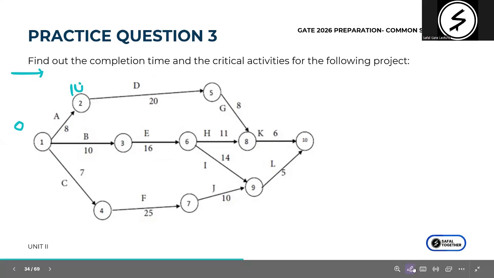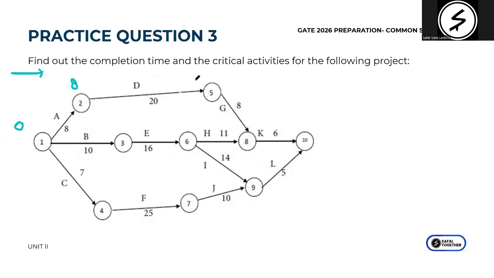Sorry, what am I doing? 0 + 8 is 8. I saw the 2 and I got confused. 0 + 8, 8. 8 + 20 is 28. 28 + 8 is 36. And 36 + 6 is 42. Okay? सिंपल ये वाला पार्ट का कैलकुलेट हो गया.